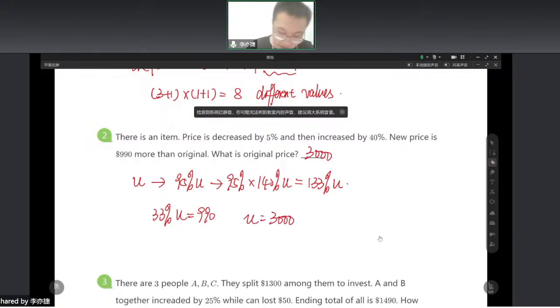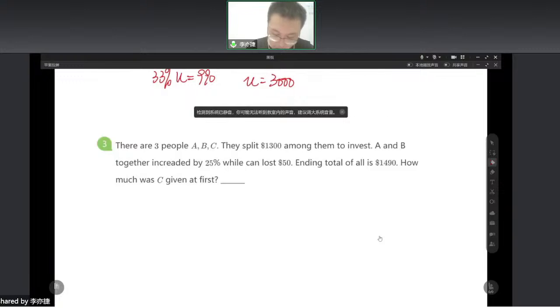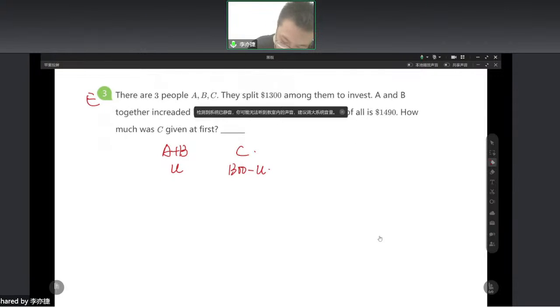Quite easy one, right? So I will mark this as an easy question. Question 3. So also an easy question, I have to say. It's AB and then C. So AB, let me call it u, so C is 1300 minus u, right? Now this one increased by 25%. And this one decreased by $50. And the total is increased by 190. So then it's easy to find that 25% of u minus 50 equals 190.